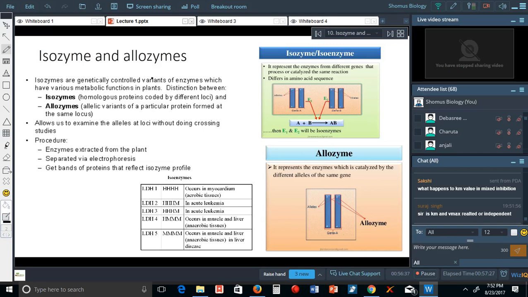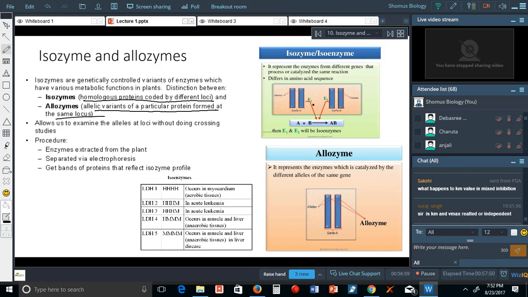And there are these two terms, isozyme and allozyme. As you say, iso means similar, allo means allelic variants. So isozymes means homologous proteins coded by different loci, while allozymes are the allelic variants of a particular protein formed at the same loci.